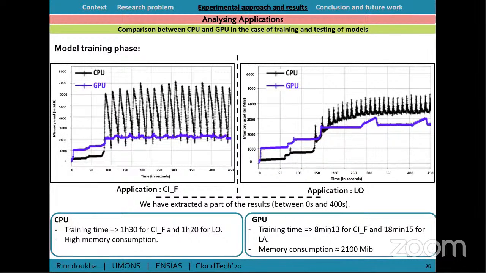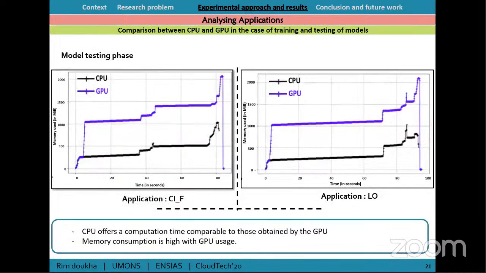So, as shown in the figure, the use of a GPU is very important for training deep learning models, which require a high intensity of computation. We extract here a part of the results between 0 and 400 because the execution time was very large when running on CPU. The use of GPU for training phases is highly recommended since it allows us to reduce computing times by a very important factor compared to the CPU.